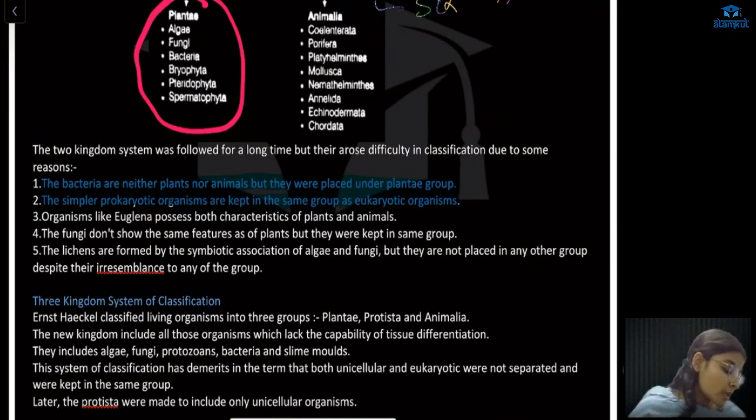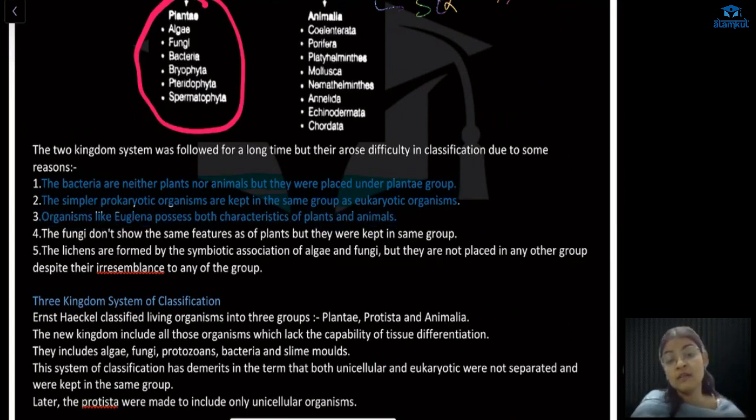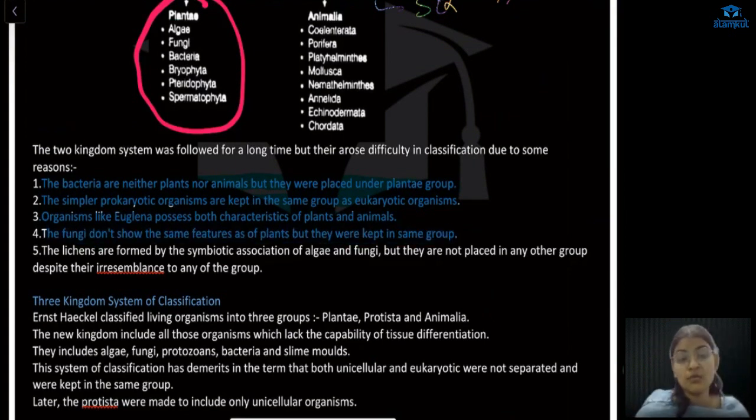Okay, then organisms like Euglena, I have told you about this. They possess both the characteristics of plants and animals. And where were they placed? They were placed in Animalia or Plantae only. Then the fungi don't show the same features as plants, but they were kept in the same group. Fungi is a completely different group, and it doesn't have any similarity with the Plantae group, but it was placed by Linnaeus in the Plantae group.